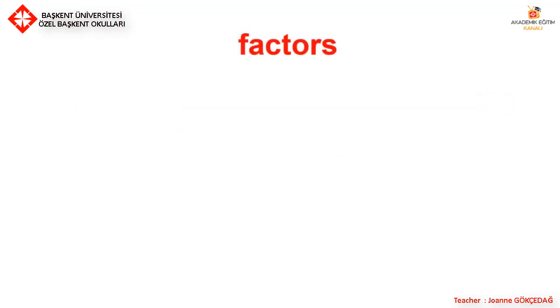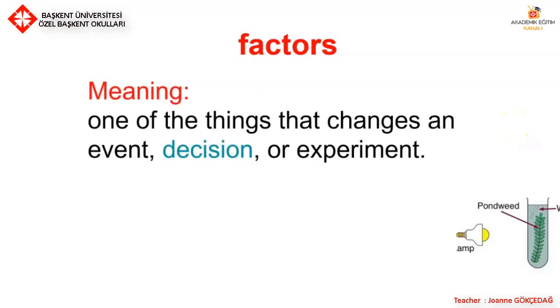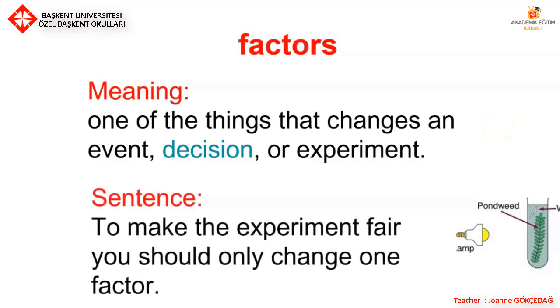And the last word, factors. If you think you're going to do an experiment, we need water, we need pondweed, and we need a lamp. Factors are when you change one thing in an experiment. So one of the things that changes an event, a decision, or an experiment. To make the experiment fair, you should only change one factor.